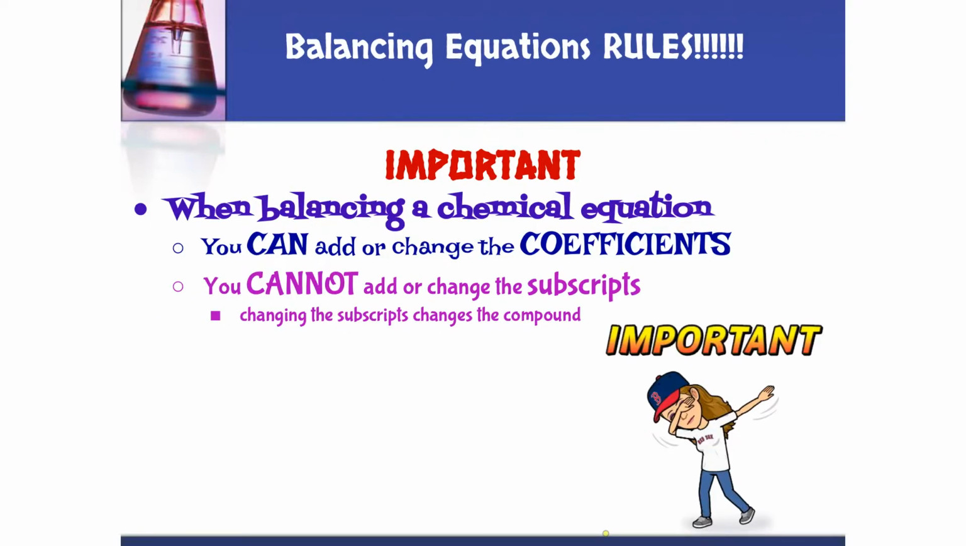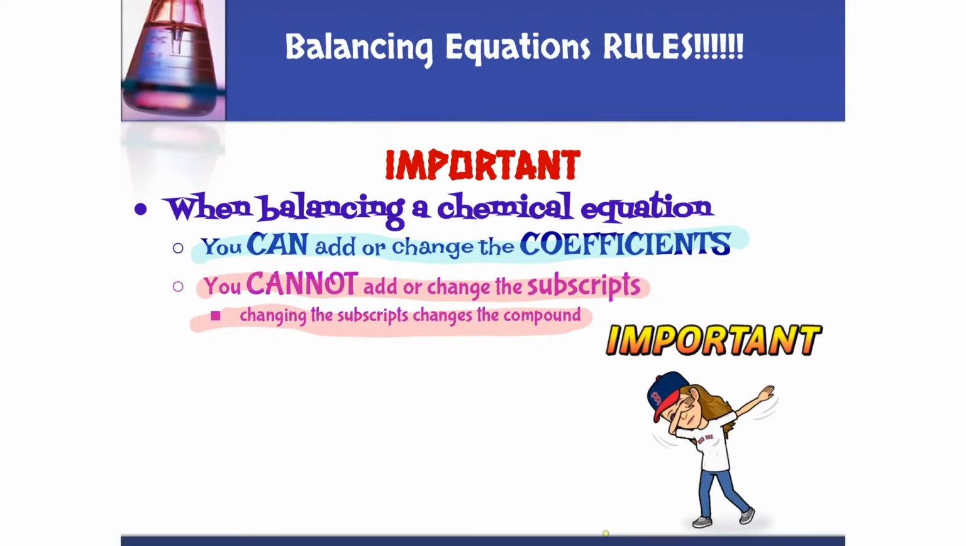Like most things, there are some rules that you have to follow to balance chemical equations. So when balancing a chemical equation, you can add or change the coefficients. You cannot add or change the subscripts. Reiterating this, you cannot add or change subscripts, only the coefficients. Because if you change the subscripts, you're changing what the compound is, and it's no longer what you think it should be. You can only change the coefficients.